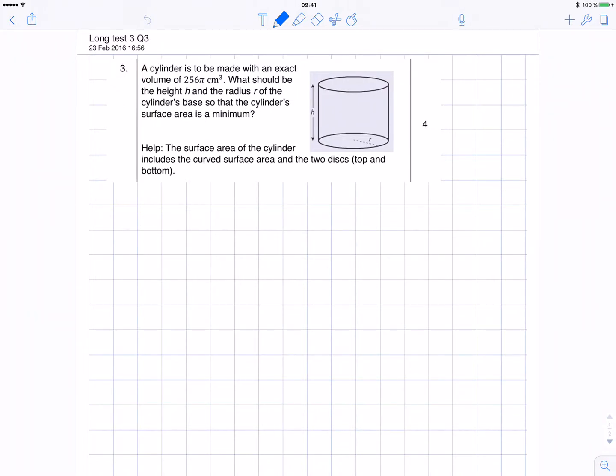Question 3. It's an optimization question, but how can we tell it's an optimization question? Well, the key giveaway for it being optimization is to make the surface area a minimum. Okay? So, we'll start.